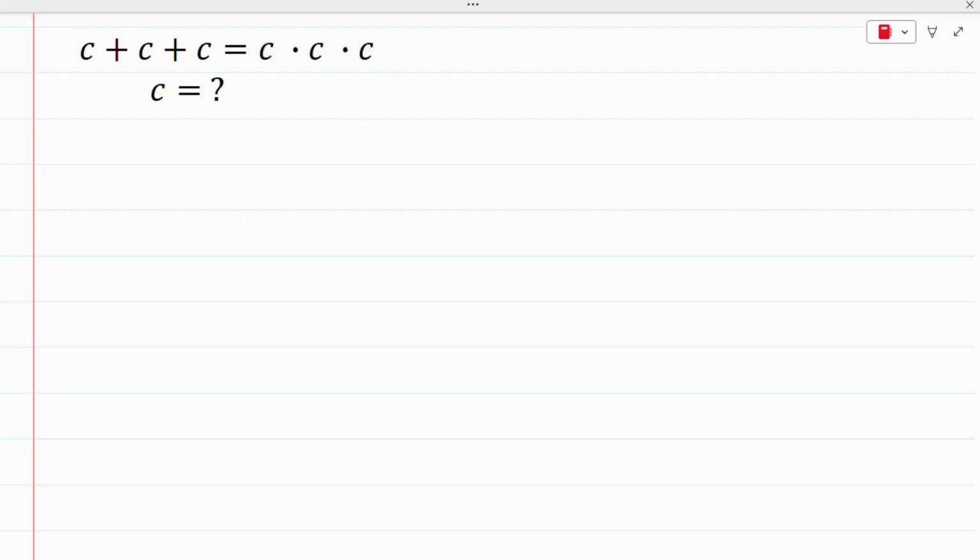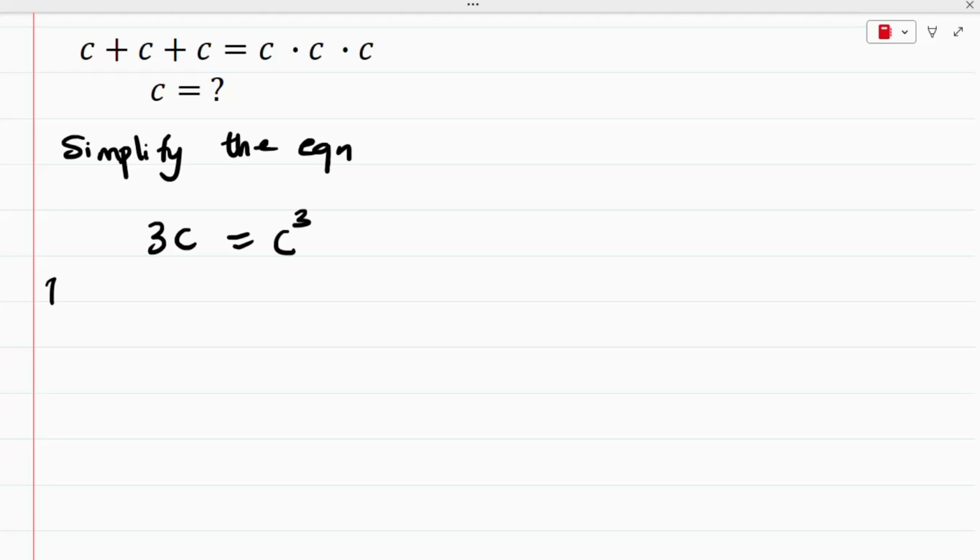So right here we have this question that says C plus C plus C is equals to C multiply C multiply C. We have to find the values for C. So the first thing we want to do is to simplify the equation. C plus C plus C is going to give us 3C, which is equals to C multiply C multiply C, which will give us C raised to the power of 3.